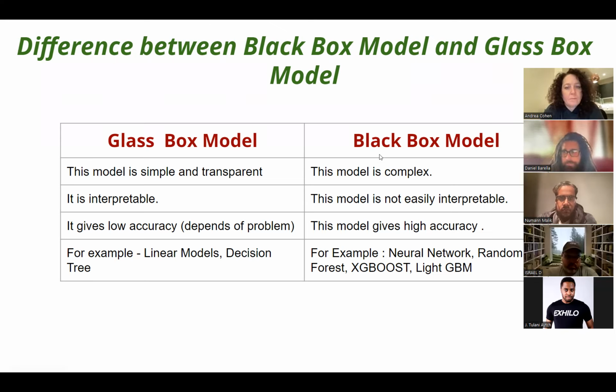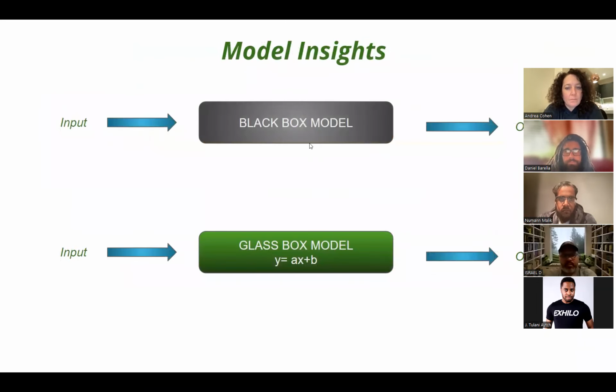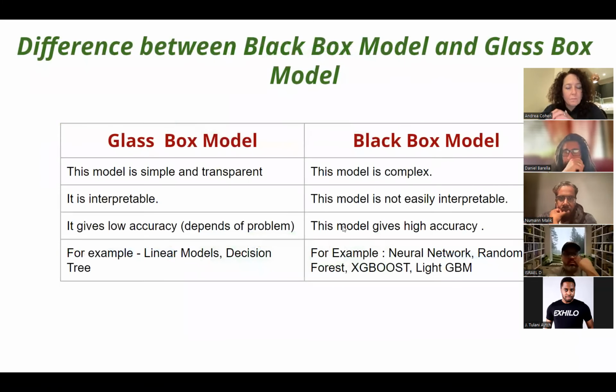What is a black box model? In comparison to the glass box model, this model is very complex. We can't see anything inside this model, what is going on inside. We got good accuracy, high accuracy, we are happy, but we don't know which feature it is using most. This model is not easily interpretable because we can't see anything inside. This model gives high accuracy.